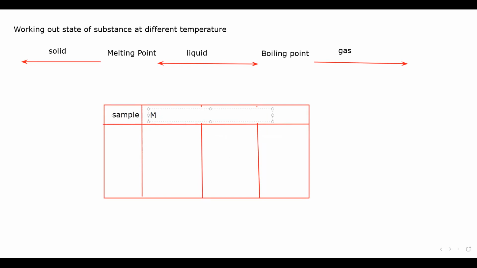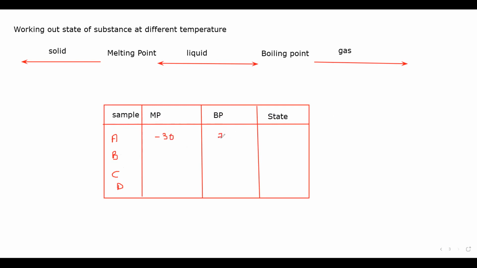Melting point, in short, I'm writing MP. Boiling point, in short, I'm writing BP. And the third one is the state. So we have, say, 4 samples, A, B, C, and D.